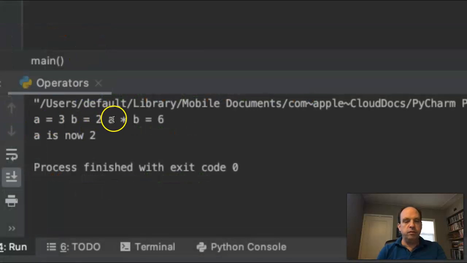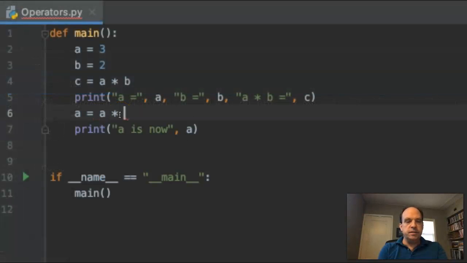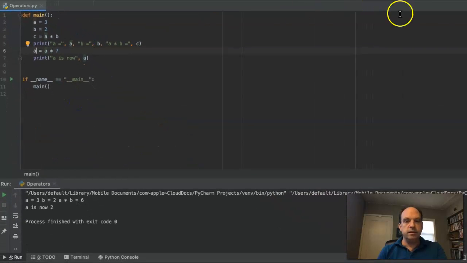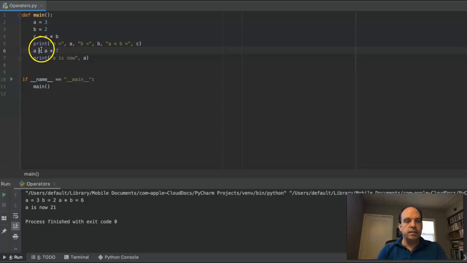So a is 3, b is 2, a times b equals 6, just as expected. Now we can say something like a equals a times 7. And again, Python will evaluate the right-hand side of the assignment operator. 3 times 7 should equal 21, and place the result back into a, which it does. But again, we can use a shortcut operator for this. a times equals 7 takes the value of a, multiplies it by 7, and places the result back in a.